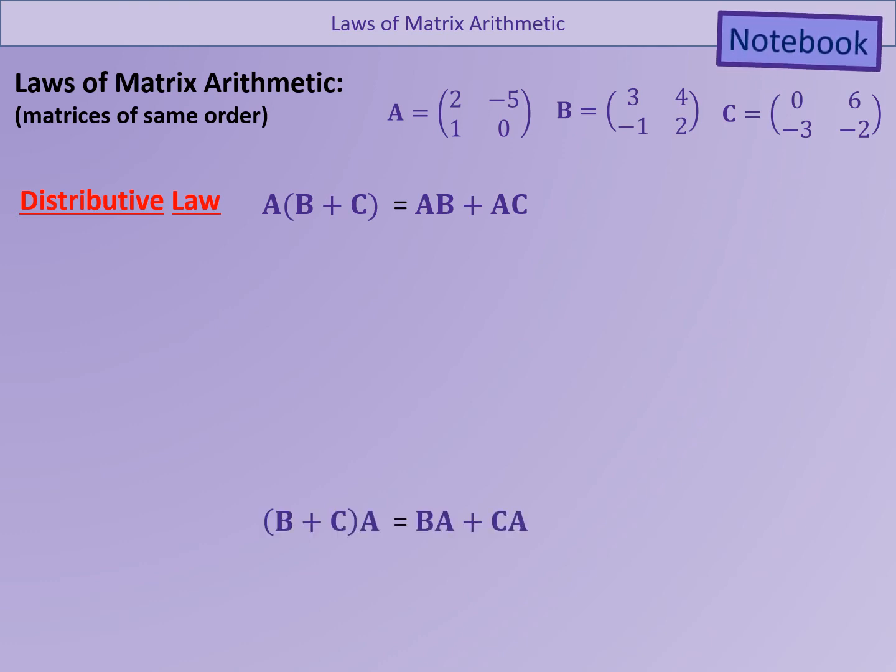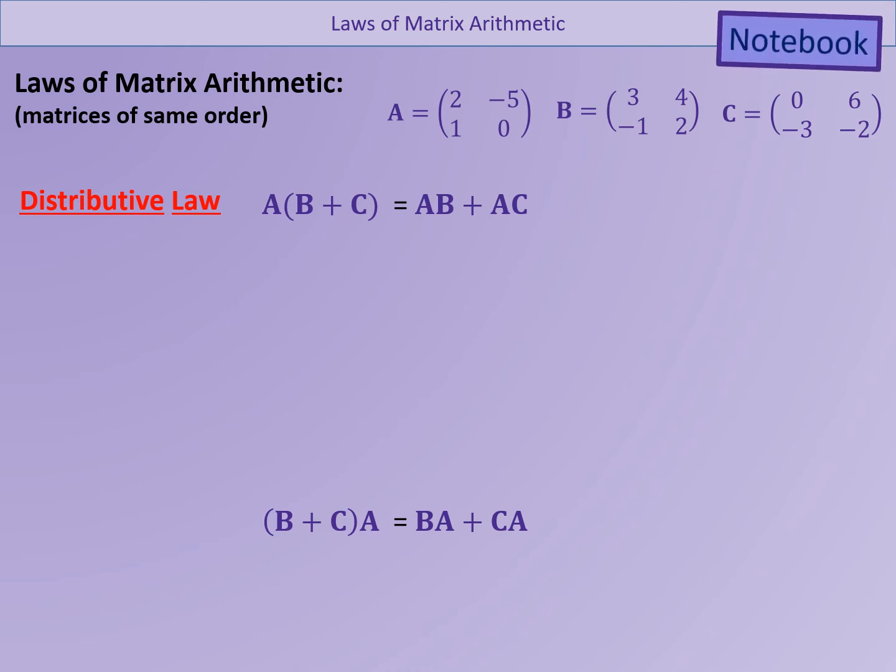The same can be said if we have the A on the right hand side of the bracket B plus C. You just need to be careful with the right hand side there, as we already know that matrix multiplication in general is not commutative, so AB would not be the same as BA.